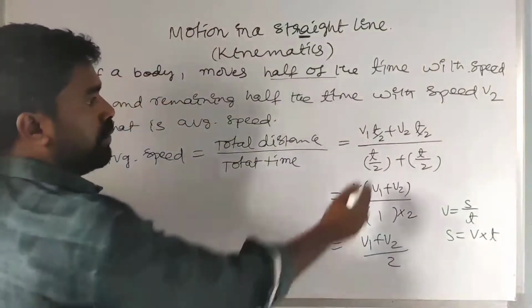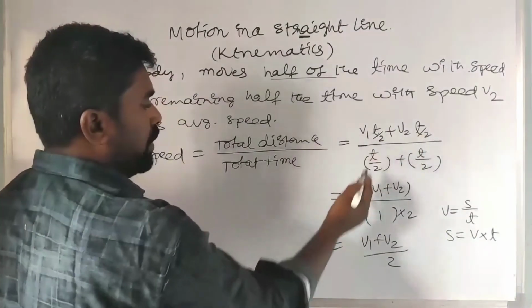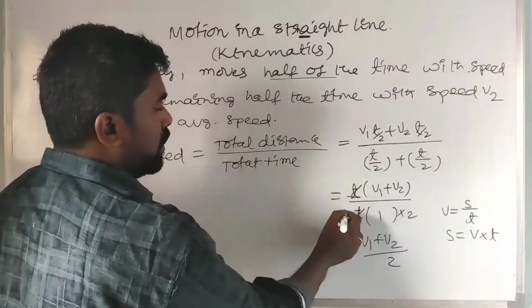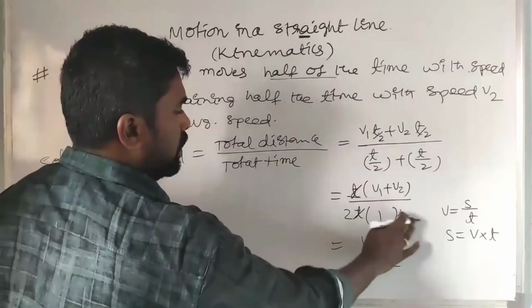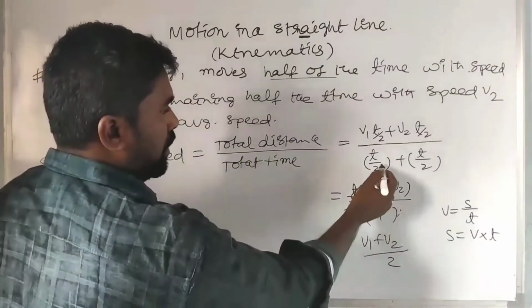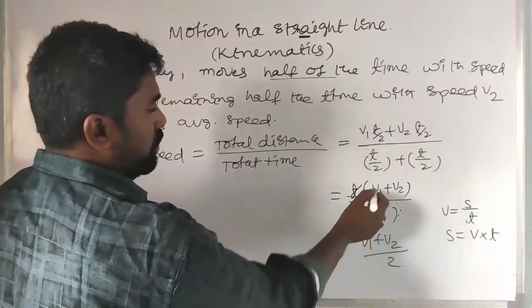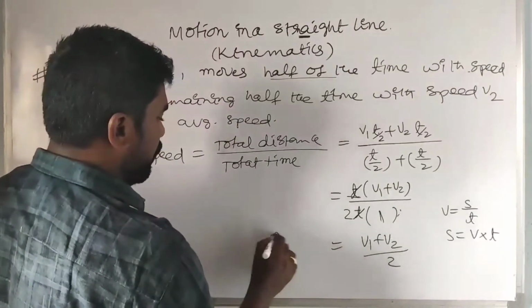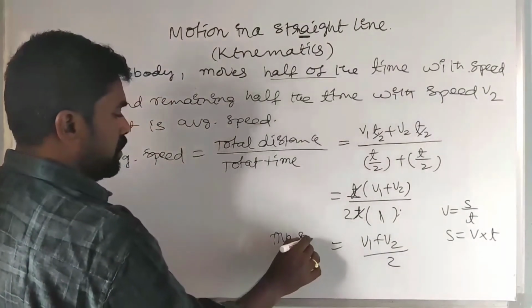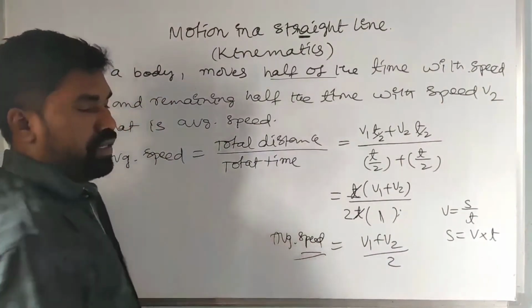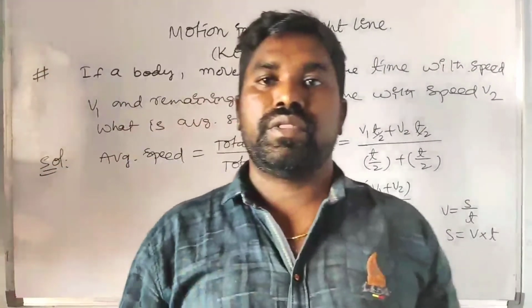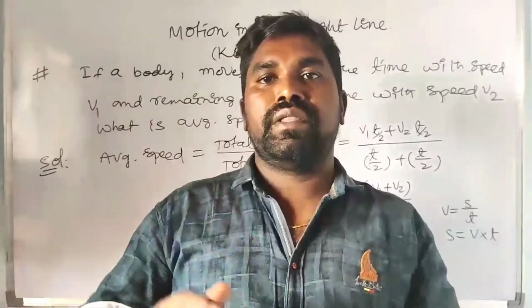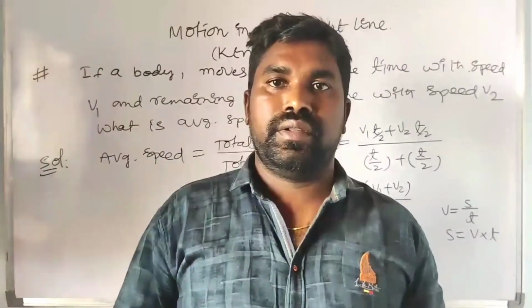The time is t by 2, time is t by 2. T by 2 will be common here, 2t will be there. Then t gets cancelled. Here 1 by 2 plus 1 by 2 is 1, and v1 plus v2 by 2. So this is the average speed. Both cases are slightly different. Half of the distance with the speed v1, half the time with the speed v2.